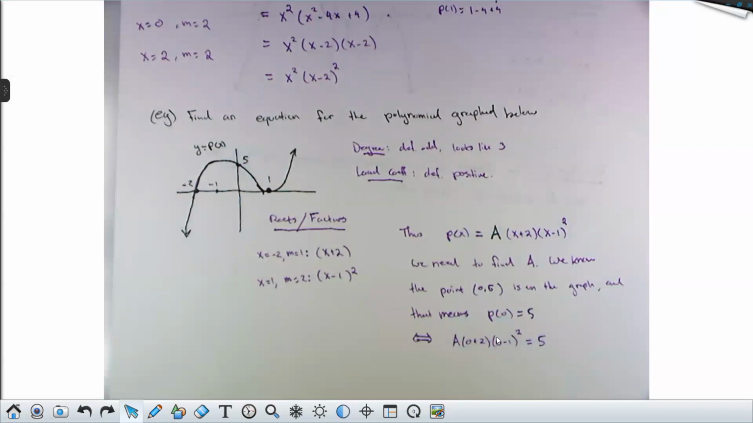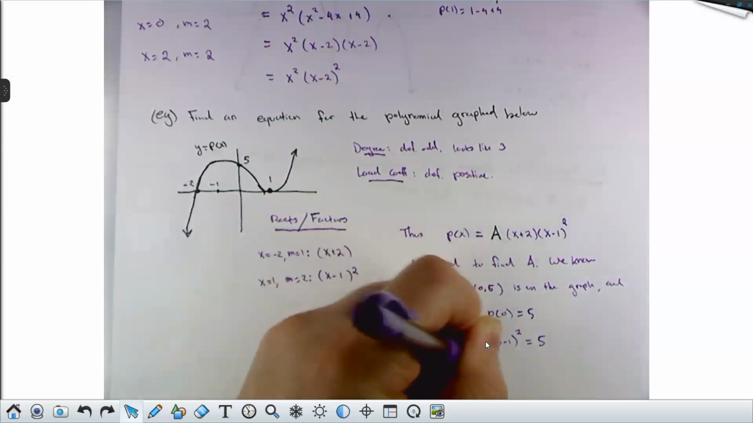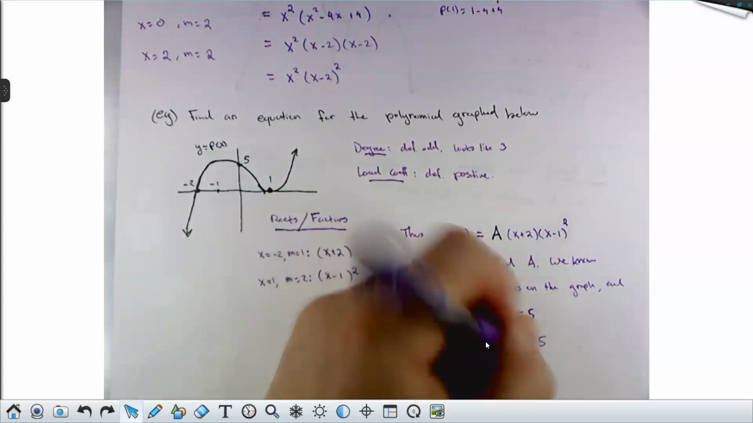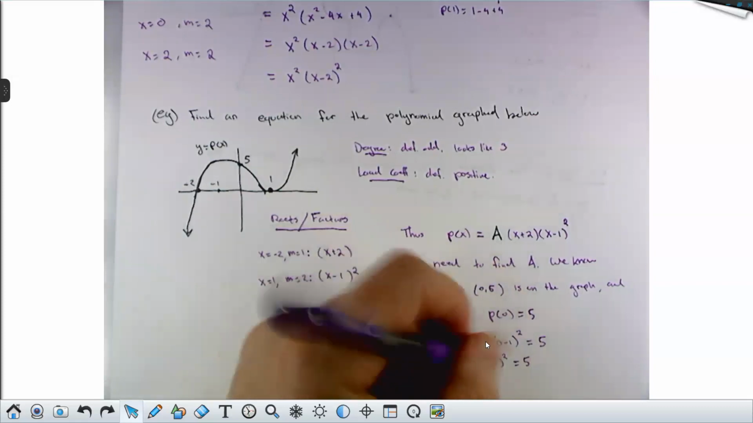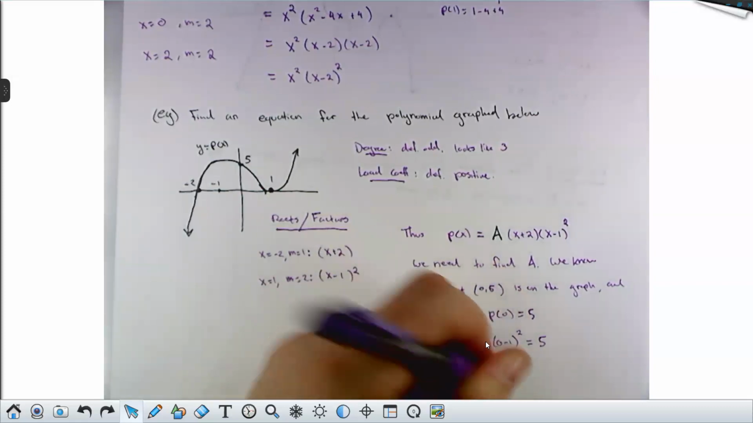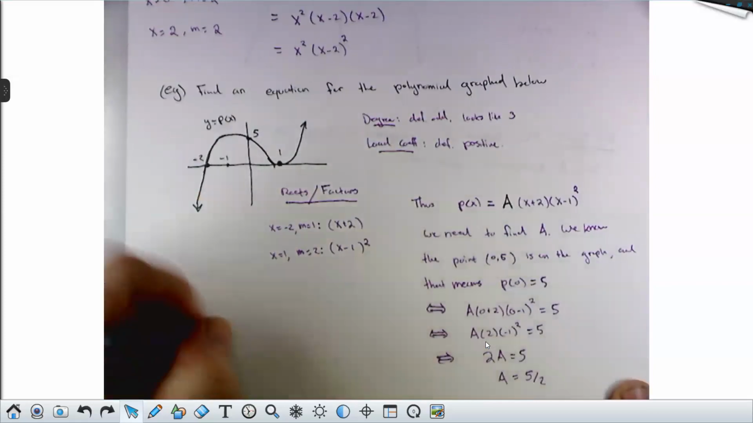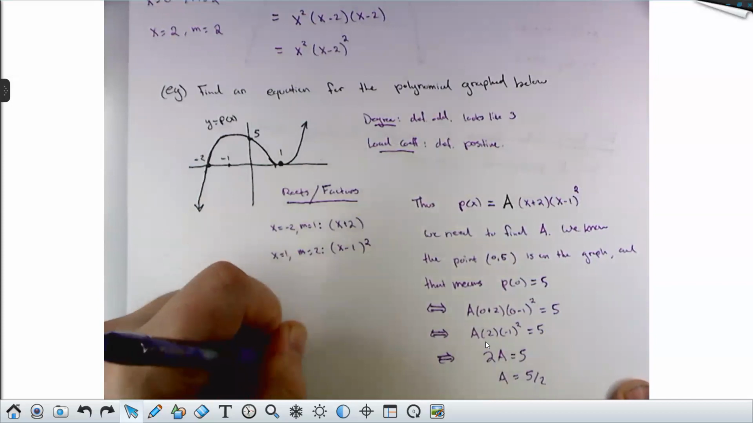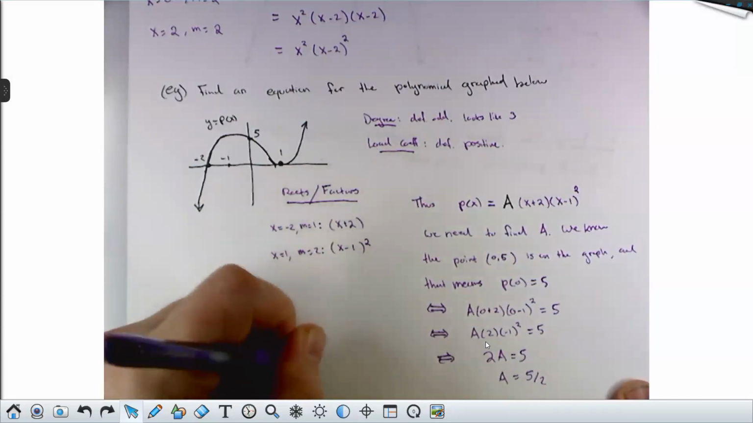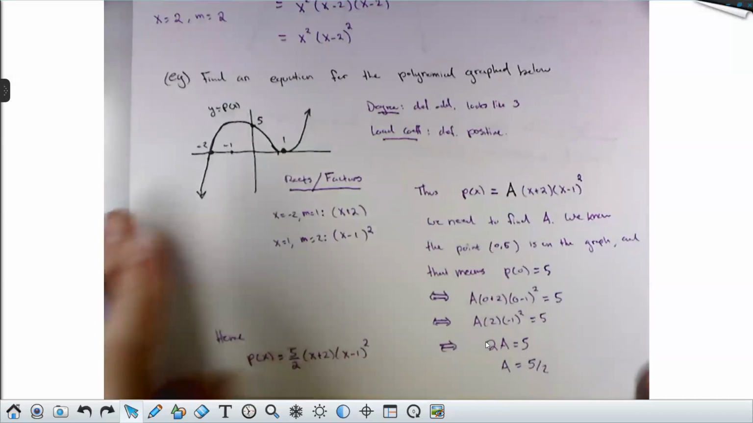0 plus 2 is 2. 0 minus 1 is negative 1. Negative 1 squared is positive 1. So this says, I'll write it out, A times 2 times negative 1 squared equals 5. And that left-hand side is 2A equals 5. So A has to be 5 halves. Hence, P of X is 5 halves times X plus 2 times X minus 1 squared. That's it.